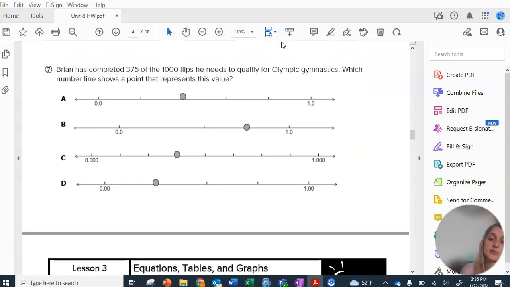And last but not least, Brian completed 375 of the 1,000 flips, holy cow, that's a lot, that he needs to qualify to be an Olympic gymnast, to be in the gymnastics Olympics. Which number shows a point that represents this value? Okay, quick gut check. Half of 1,000 is 500. Since 375 is less than that, I'm looking for any dots that are less than halfway through. I'm thinking this one is out just because it's way too far towards the 1.